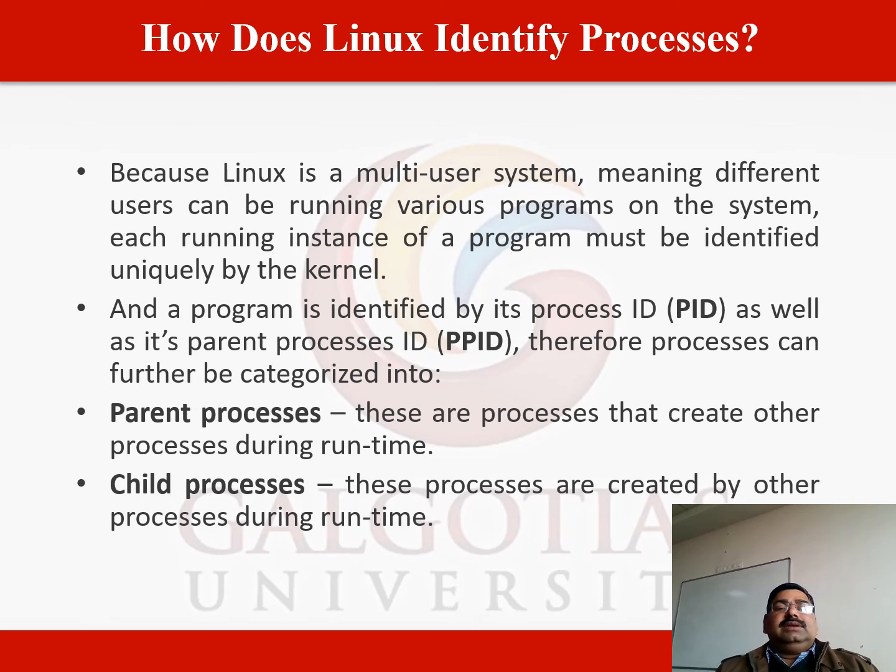So how does Linux identify processes? For identification, the process ID and parent process ID are there. Because Linux is a multi-user system, meaning different users can be running various programs on the system, each running instance of a program must be identified uniquely by the kernel. So the kernel can recognize processes by the process ID and parent process ID. So parent process and child process are there.